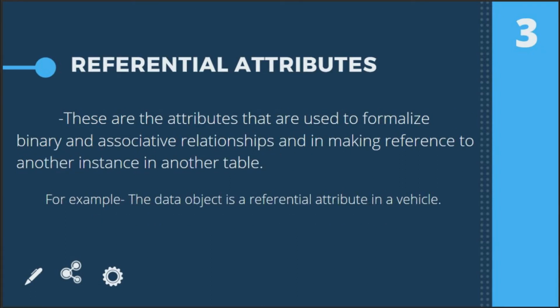Referential attributes. These are the attributes that are used to formalize binary and associative relationships and in making reference to another instance in another table. For example, the data object is a referential attribute in a vehicle. Ito naman yung attributes na kung saan pwedeng maging reference na makukuha sa isang data object or table na magagamit o kailangan para sa isa pang table.